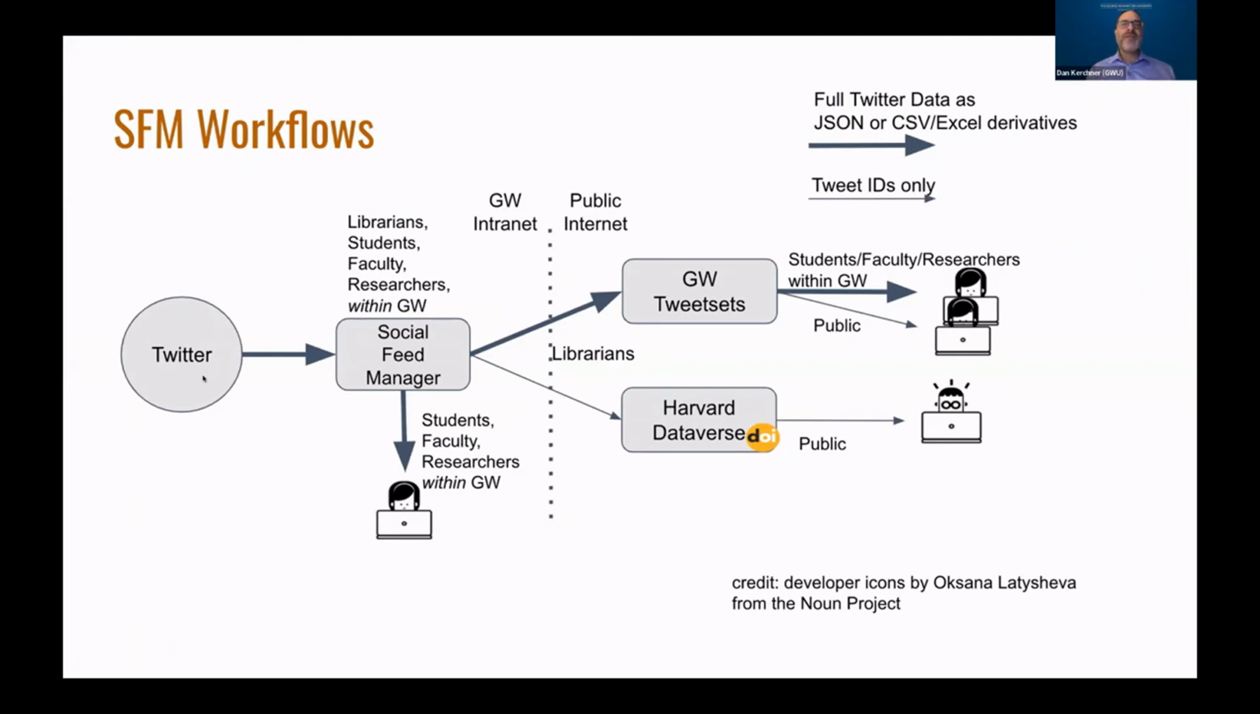So I've given the example of collecting from Twitter. The thick lines indicate full Twitter data. The developer guidelines limit you, when you're using the API, from sharing the full data beyond your institution. So within our institution, we can have our users extract the entire text of the tweets and all that information.